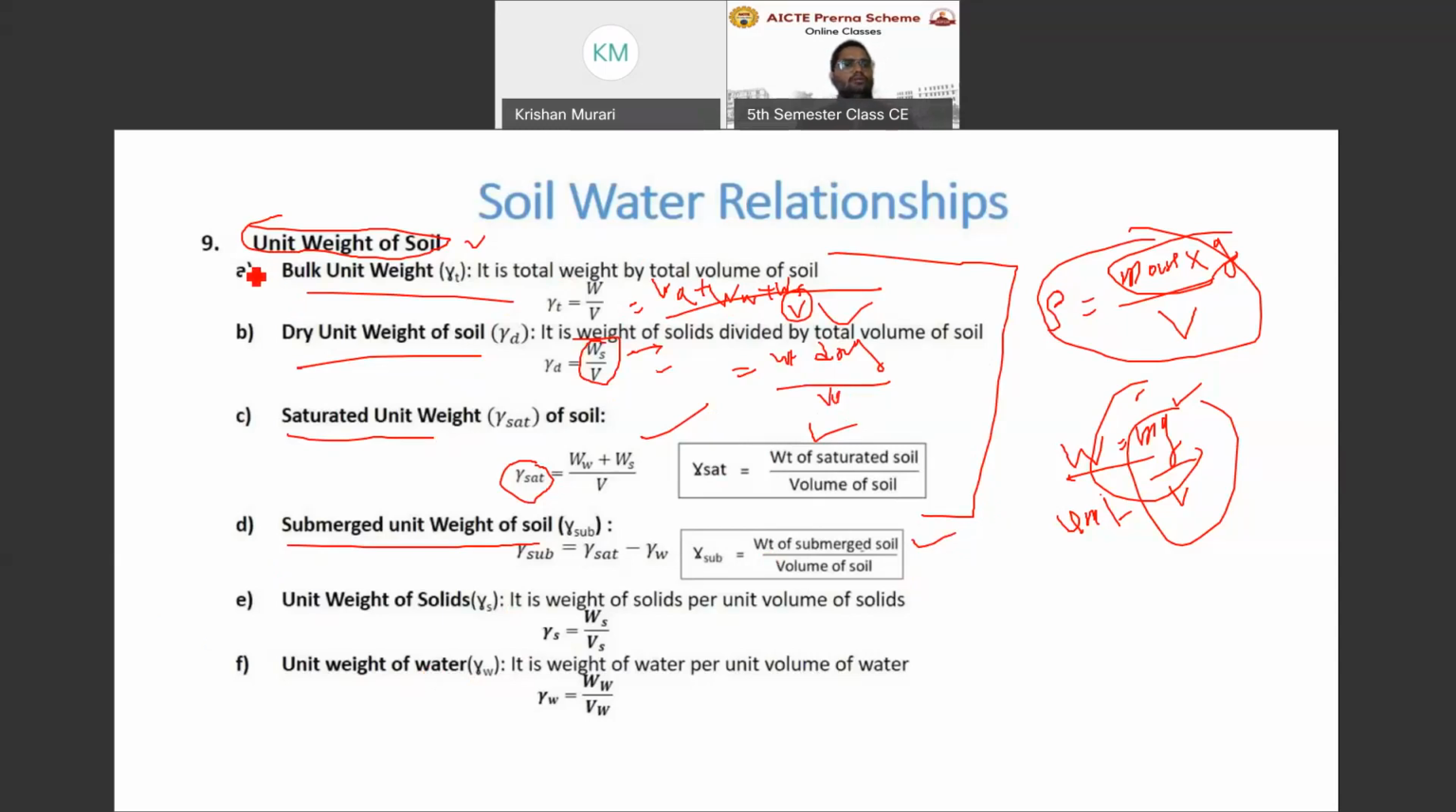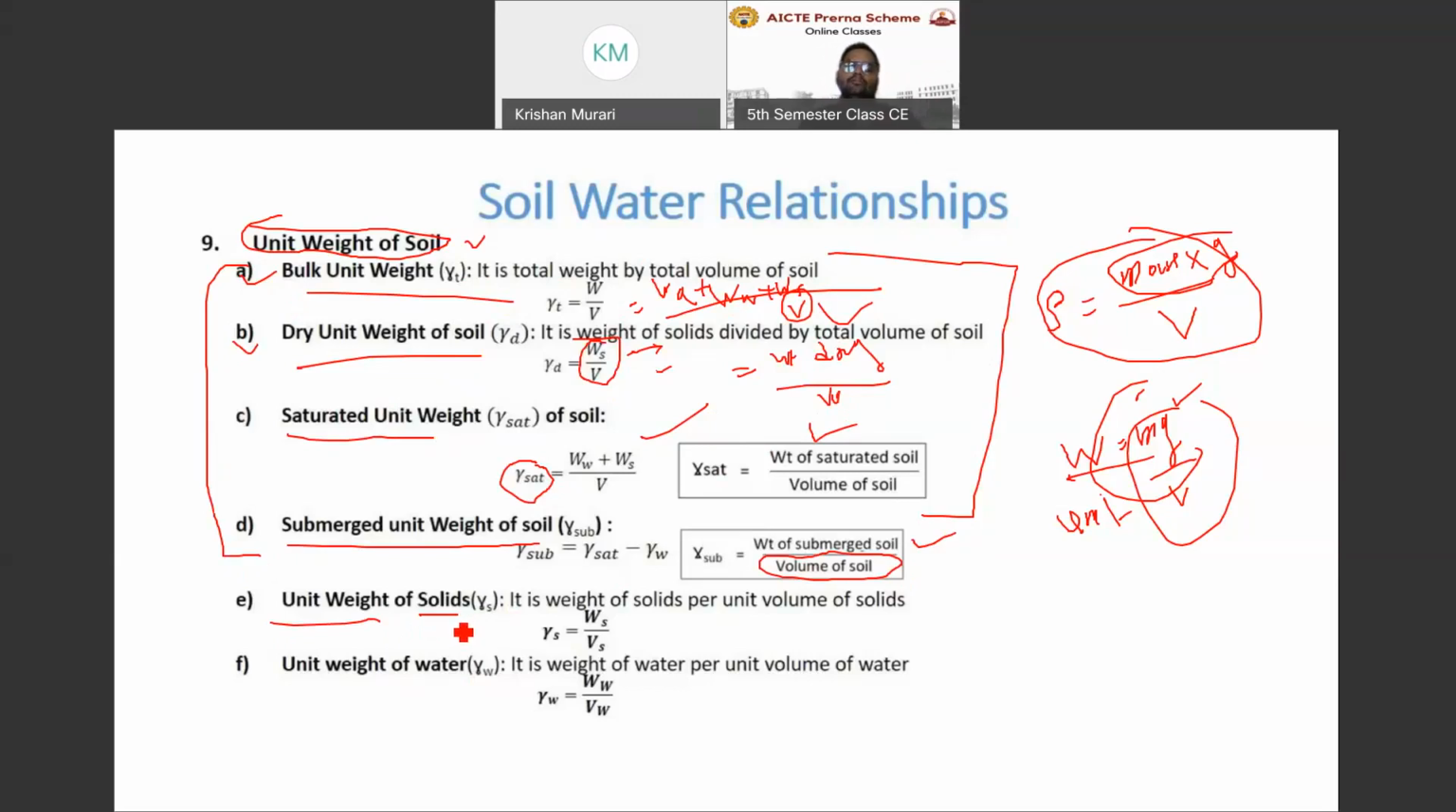In the fourth and above terms, we consider volume of soil. Now we are talking about the unit weight of solids. Unit weight of solids is directly mentioned, so we are talking about the solids, not the soil.